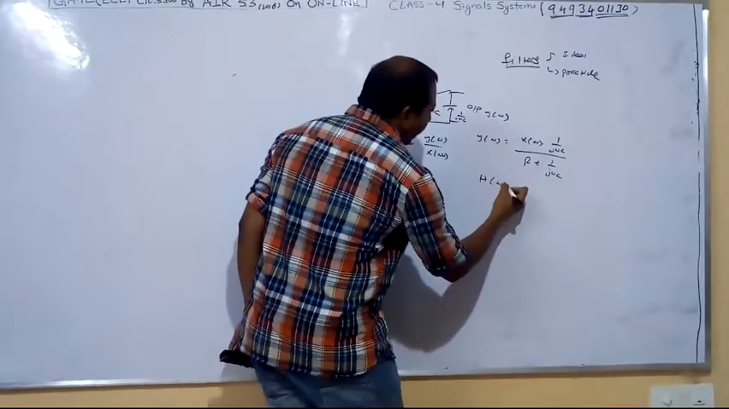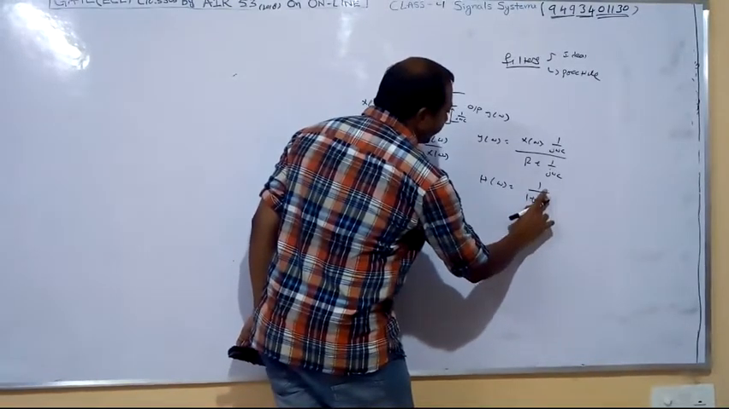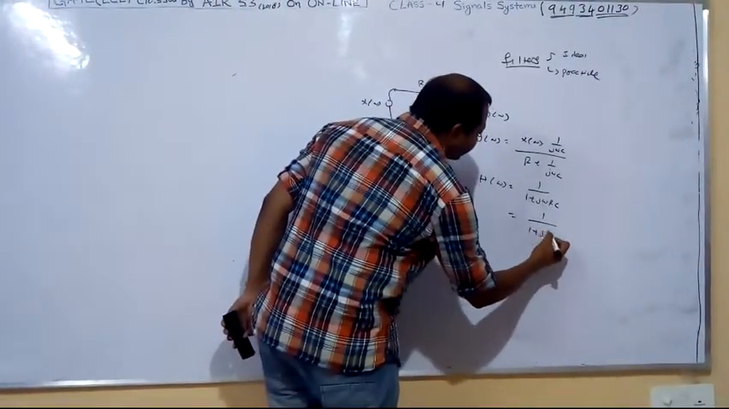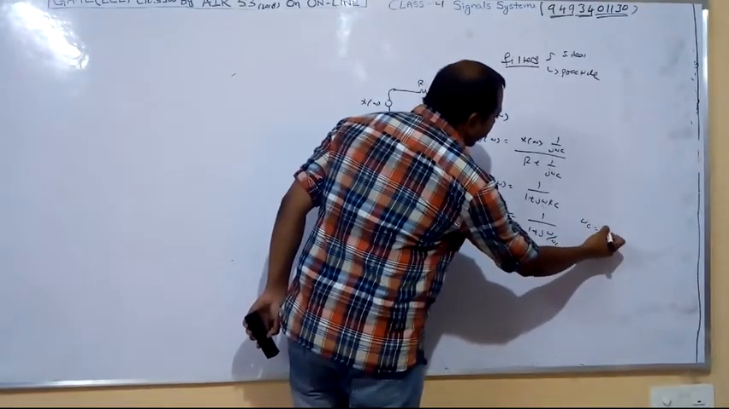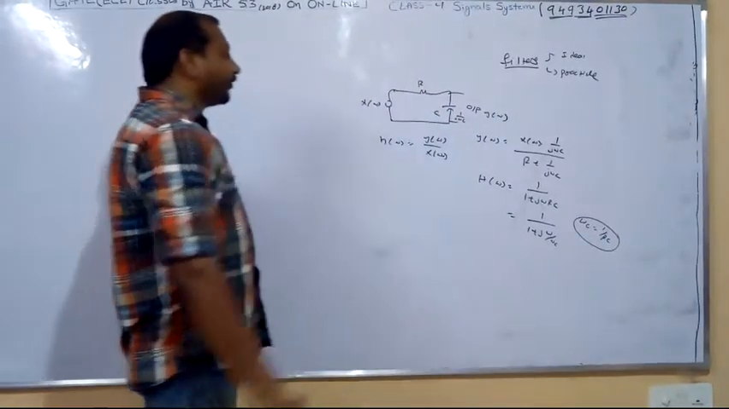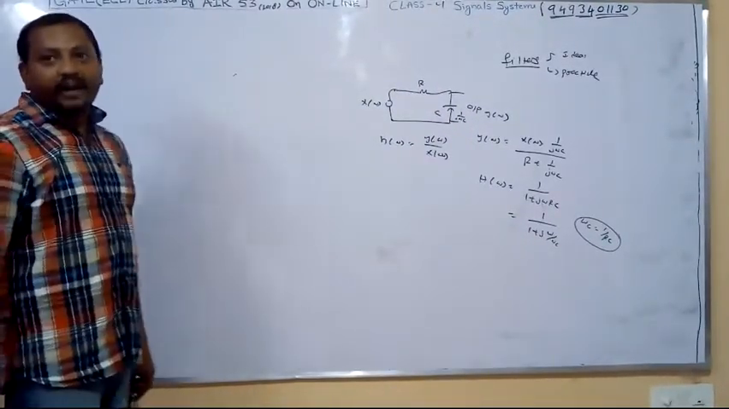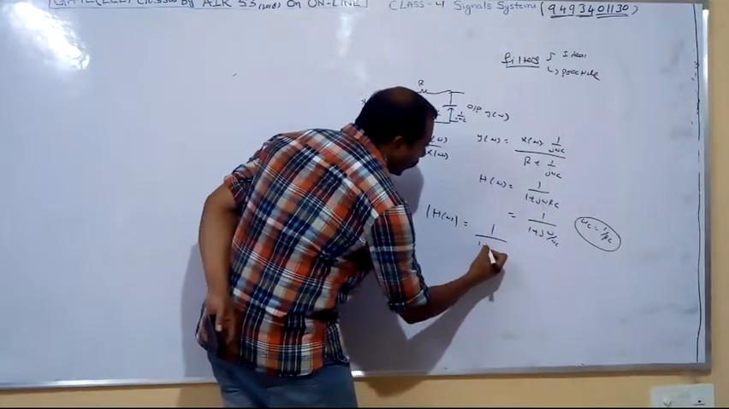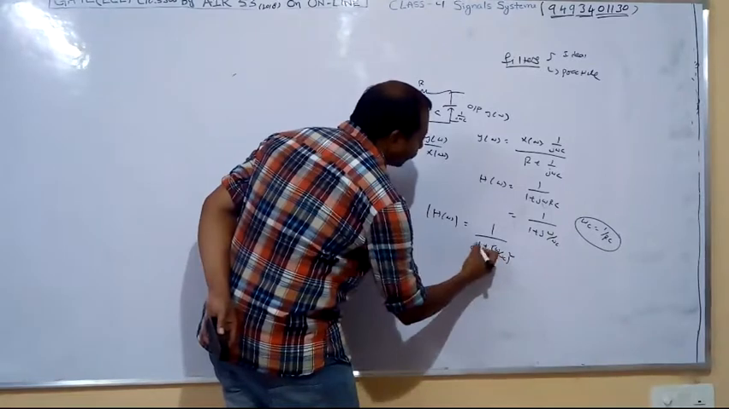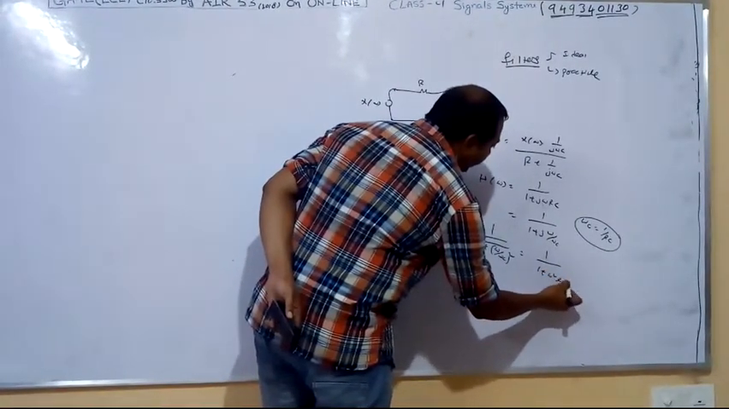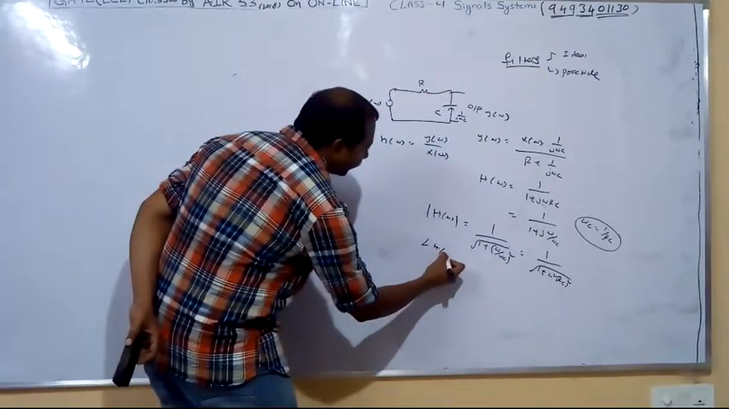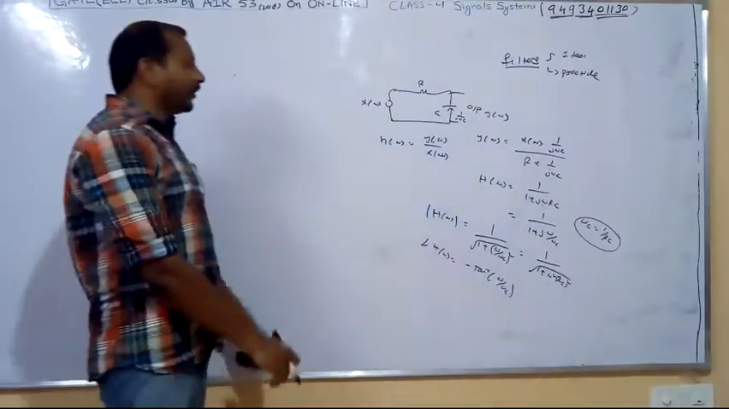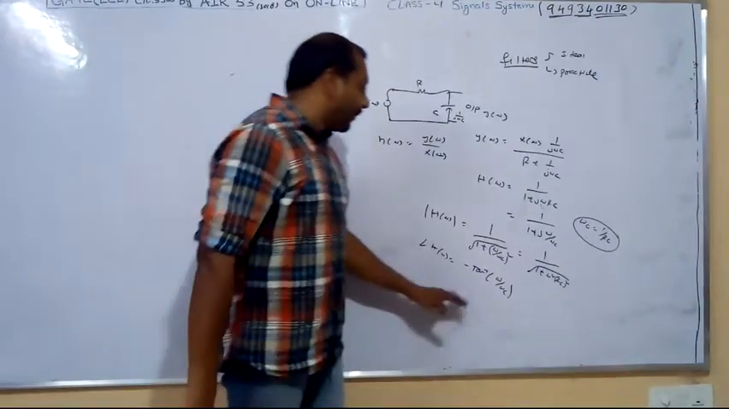After simplifying, we get h of omega equal to 1 by 1 plus j omega RC, which we write as 1 by 1 plus j omega by omega c, where omega c is equal to 1 by RC. This h of omega has both magnitude and phase. The magnitude is 1 by square root of 1 plus (omega by omega c) squared, which equals 1 by square root of 1 plus omega squared RC squared. And the angle of h of omega is minus tan inverse of omega by omega c, or minus tan inverse of omega RC.